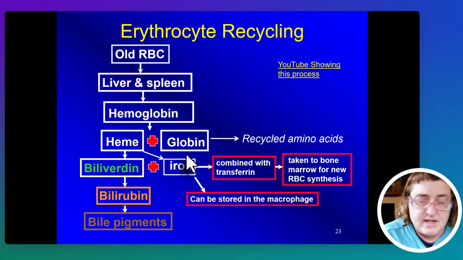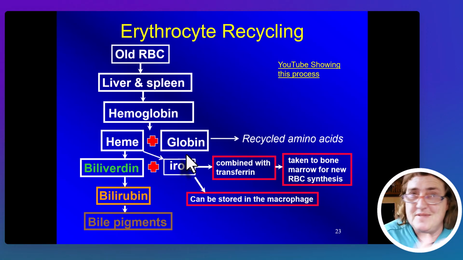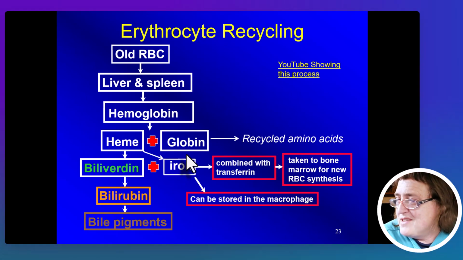What's left over after you take the iron off is biliverdin, which is kind of a greenish color, and as it gets oxidized and recycled down, it becomes bilirubin, which is kind of a goldish brown color, and this is part of the bile pigments, which is why bile is kind of a greenish color, and then as it oxidizes, as it goes through the digestive system, it becomes brown. Literally, this is why your poop is brown, because these bile pigments end up in the fecal matter. So now you have learned why your poop is brown.